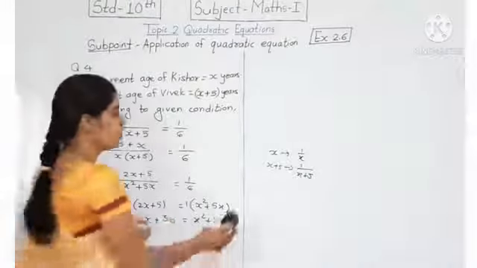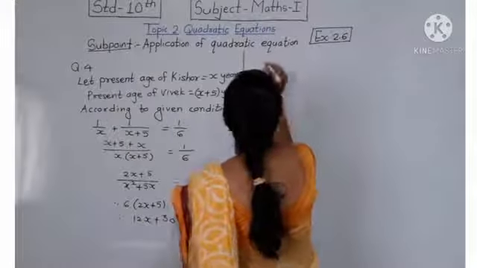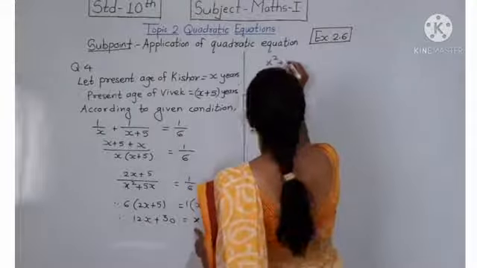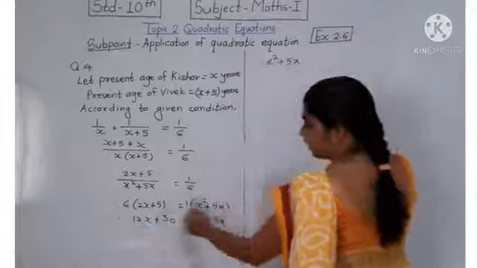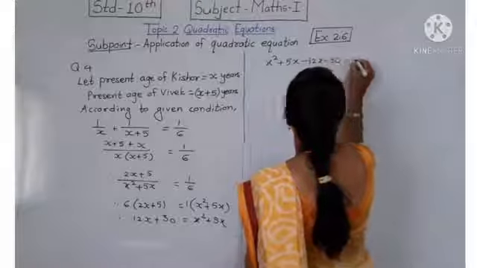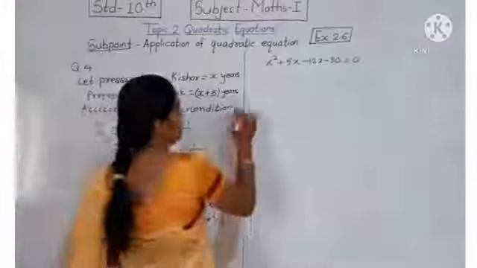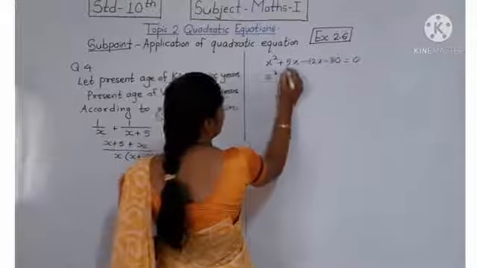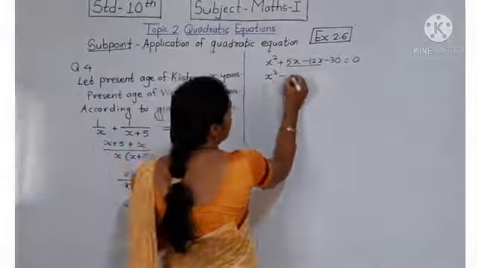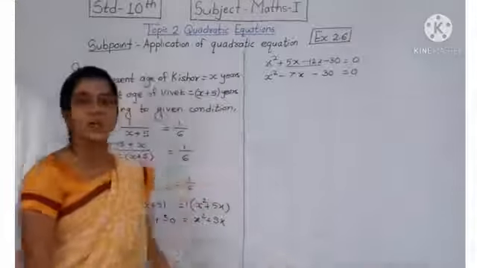Now take all terms on the RHS. Take x square as it is. Take x square plus 5x as it is. Take 12x here, minus 12x minus 30 is equal to 0. I have taken this on the RHS. That is easy. x square, collecting like terms, plus 5x minus 12x becomes minus 7x minus 30 is equal to 0. Now this is a quadratic equation.